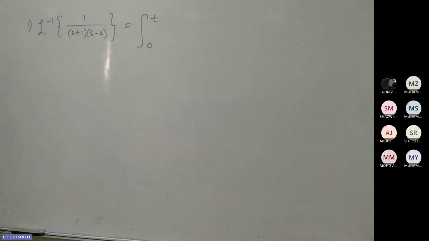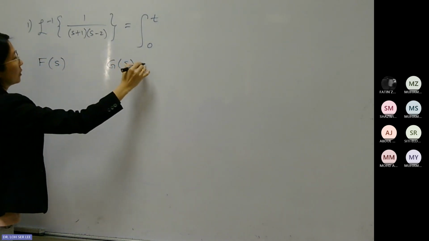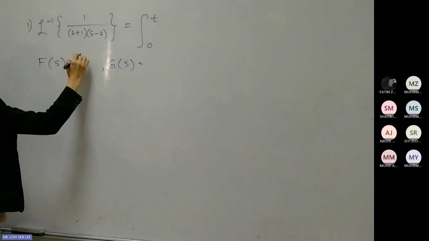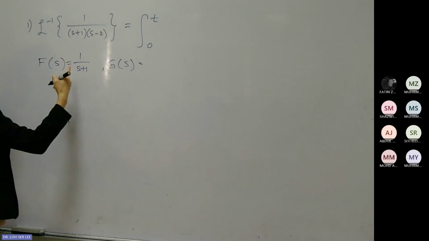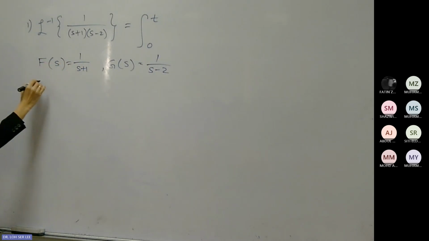To integrate the f and g, first you need to write down what your f and g are. So 1/(s+1) and 1/(s-2), both of these, you get an exponential function. So it's no difference whether this is here or here, because after you inverse Laplace, both functions give you an exponential function.